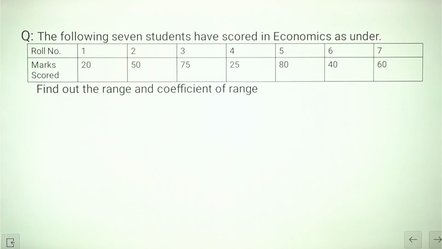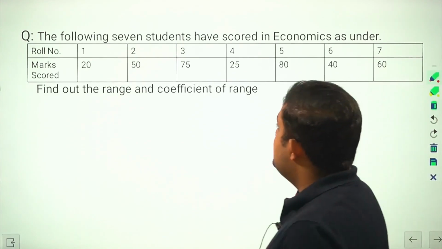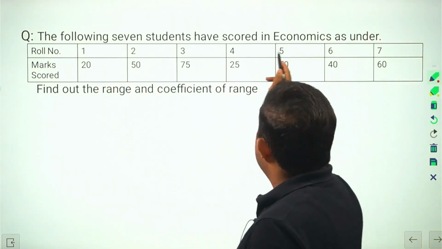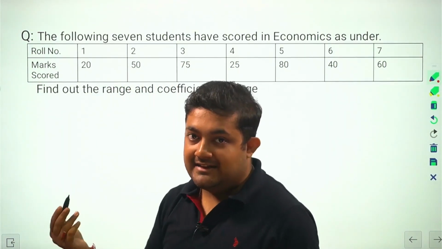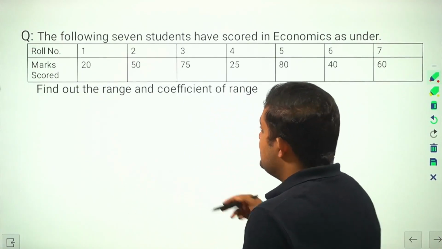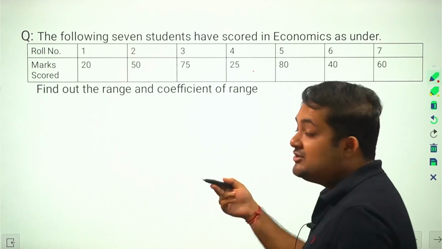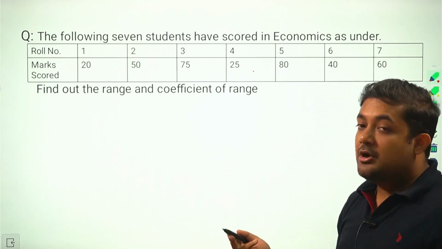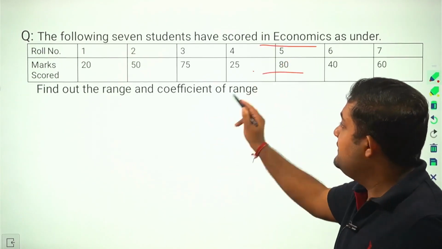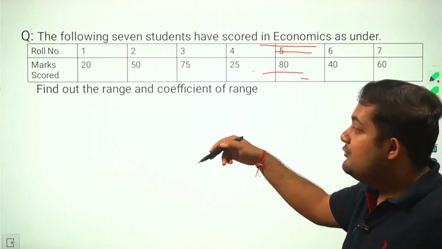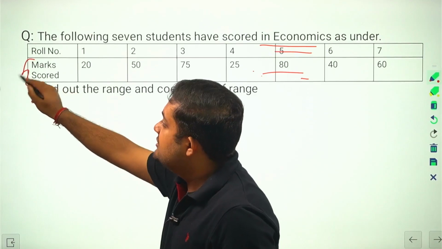The following 7 students have scored in economics as under. These are the 7 students, 1, 2, 3, 4, 5, 6, 7. This is actually frequency, and again it is of no use. Marks scored are 20, 50, 75, 25, 80, 40, 60. So we need to find range. These are the roll numbers, we will be calculating the range of the marks.